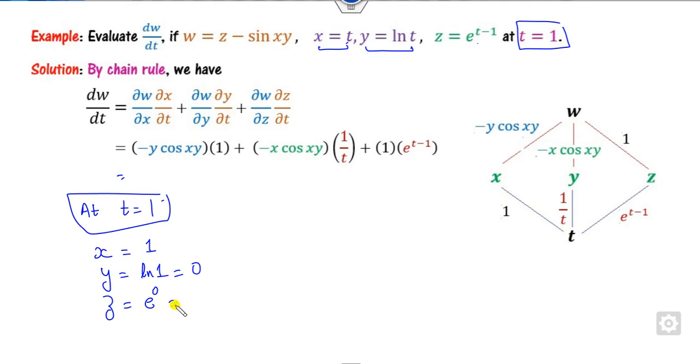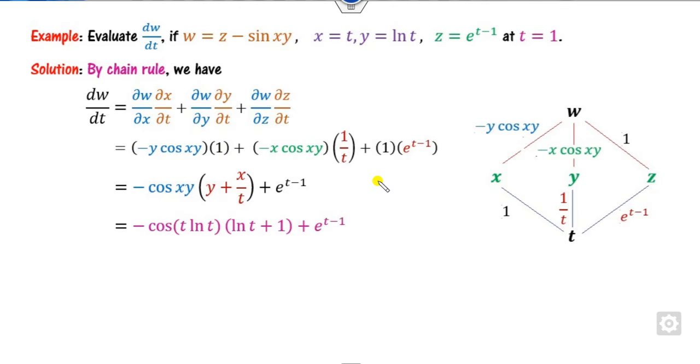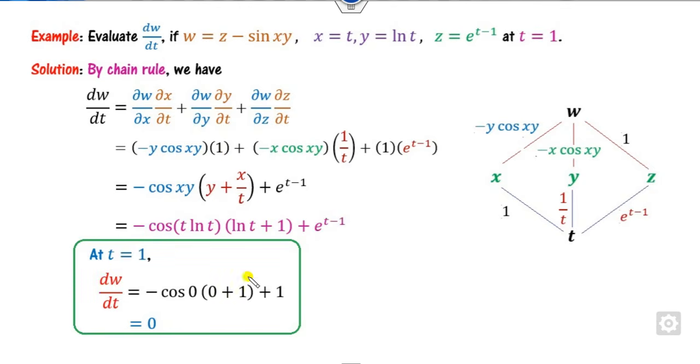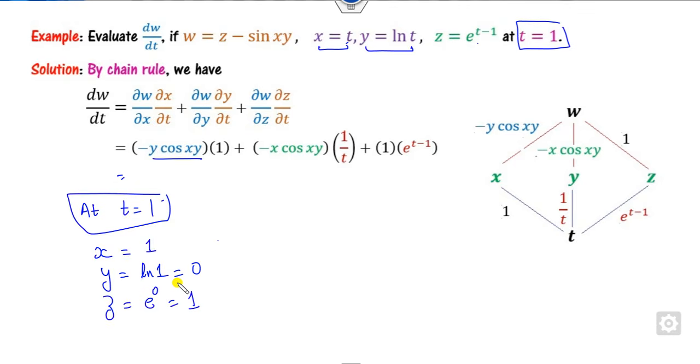This is e raised to power 0, which is 1. So I can substitute x, y, z, all these values in this given pair. Or otherwise, you can substitute this value of x and y here. You will get this at t 0. Secondly, you can also do it this way. You can substitute this value here.